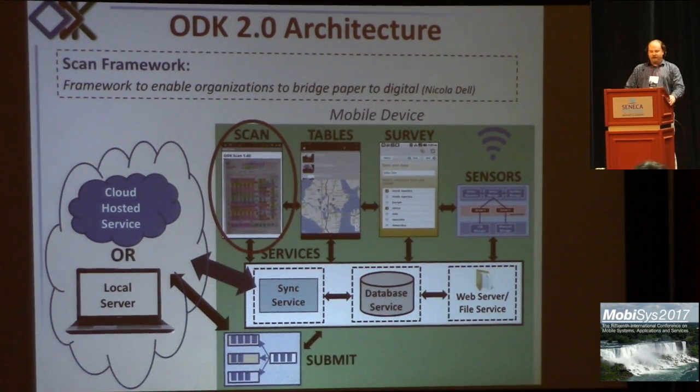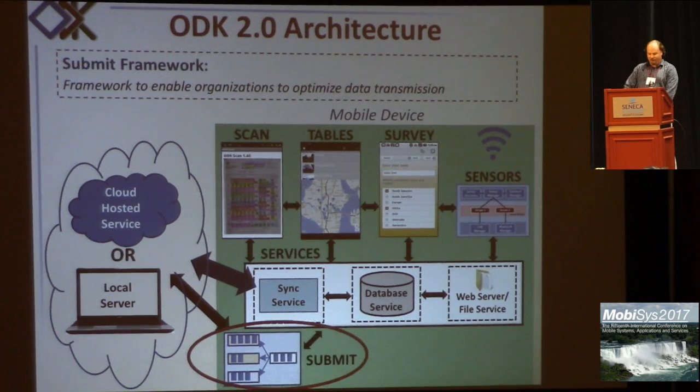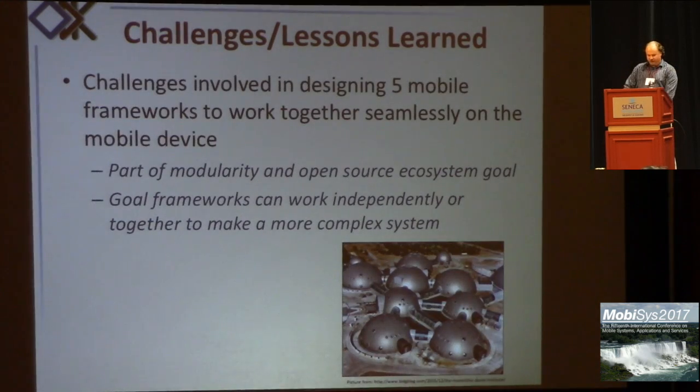Scan is the idea to bridge paper and digital. Paper's not going away, so can we do optical mark recognition? This was, of course, not my work. This was done by one of my fellow PhD students, Ricky Dell, who's now faculty at Cornell. Then also, wait, sometimes I have SMS, sometimes I have 3G, sometimes I have Wi-Fi. How can I optimize my data?